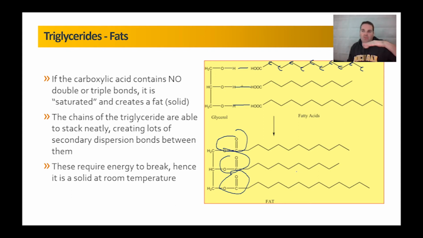Right? You've got one chain here, you've got another chain that stacks really nicely on top, so you get lots of secondary dispersion bonds that occur between these chains, and then you've got another chain that stacks on top of that as well. So you get these layers of chains that all stack really nicely together. You get lots of secondary dispersion bonds occurring between these chains, so they're held together reasonably strongly. Now what that means is that they have a generally higher melting point, which is why they're a solid at room temperature. So they're fats.